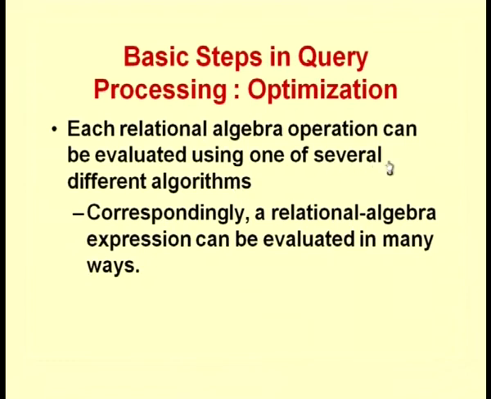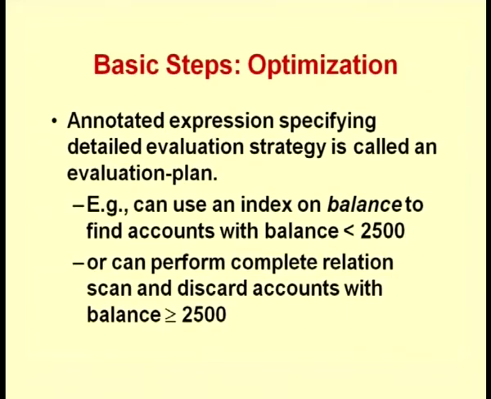Each relational algebra operation can be evaluated using one or more different algorithms. Correspondingly, a relational algebra expression can be evaluated, as I already told you, in many ways. An annotated expression specifying a detailed evaluation strategy is called an evaluation plan. You can use an index on balance to find accounts with balance less than 2500, or you can perform a complete relation scan and discard accounts with balance greater than or equal to 2500. What we are trying to tell here is, if you have an index on balance, then you only take out records with balance less than 2500, that is one way. Or you can take the complete relation and then discard all the accounts where balance is greater than or equal to 2500.